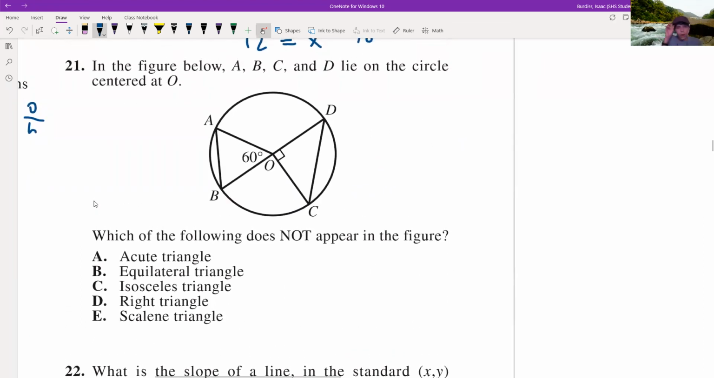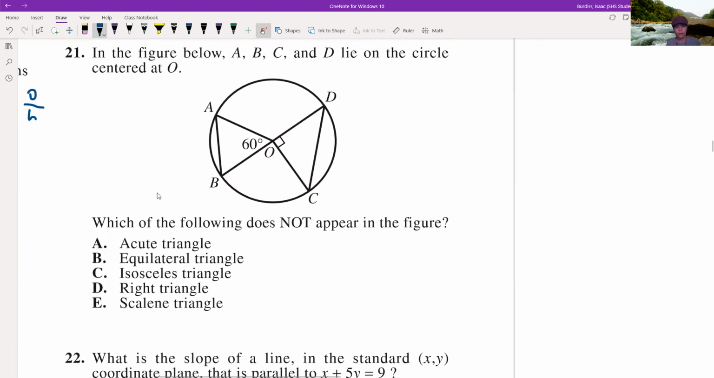All right. What is not in the circle? Acute triangle. No, that is in there, because see, 60, 60, 60. We know that's a good triangle to know that that's what it is, because it has to add up to 180. So if they're all under 90 degrees, then it's acute. So that is in there, so that's not the right answer.